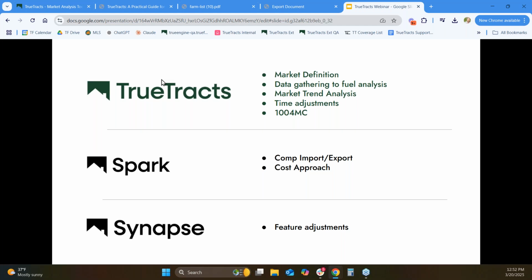Right now, I would suggest using TrueTracts at the very beginning of your process. This is defining your market, helping you gather data that's going to fuel your analysis, market trend analysis, time adjustments, and get your 1004MC filled out really easy and really quickly. Get that heat map to help you with comp selection. So you do that first. Once you've picked your comps, quickly import and export them in and out of Spark.